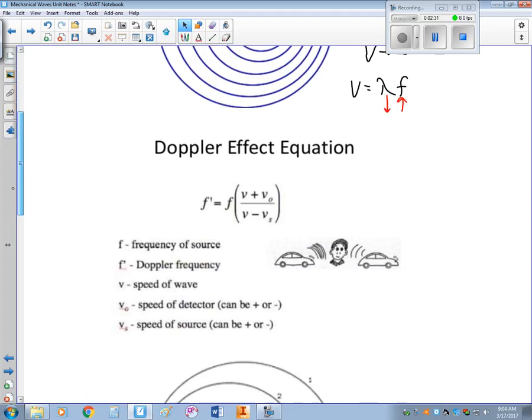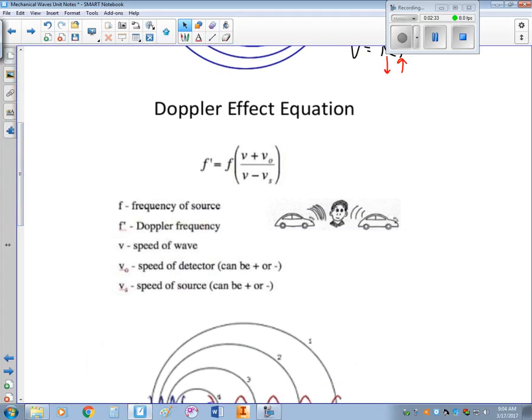There is a mathematical formula for this. I'm going to modify it just a little bit, to pluses and minuses. So on the top, using this formula, what this means, f is the frequency of the source, f prime is the new perceived frequency, v is the speed of the wave, v naught is the speed of the observer, and vs is the speed of the source.